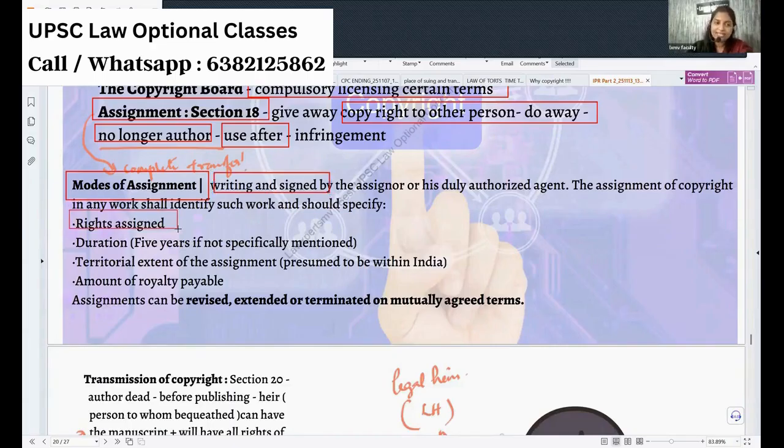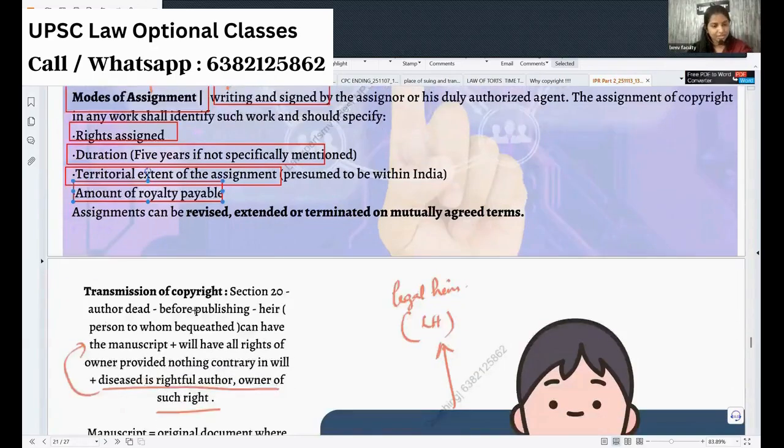And you mention what are the rights assigned, what is the duration of assignment, specifically like 5 years, 10 years, 7 years. And the territorial extent. So I assign these rights, copyrights to you in US only, in China only, in India only. Like that you have to do. And what is the royalty amount that you get back? And all those things you have to mention.